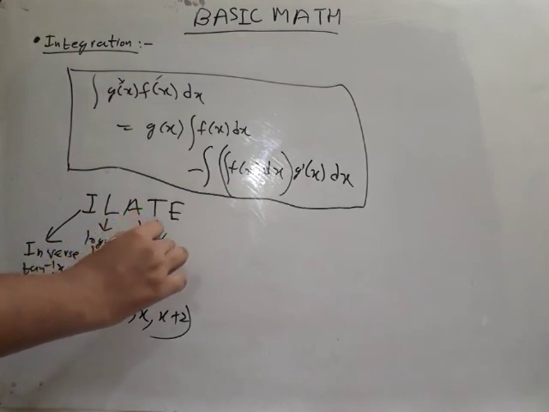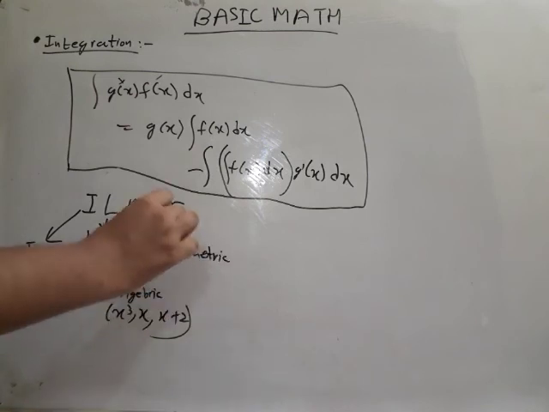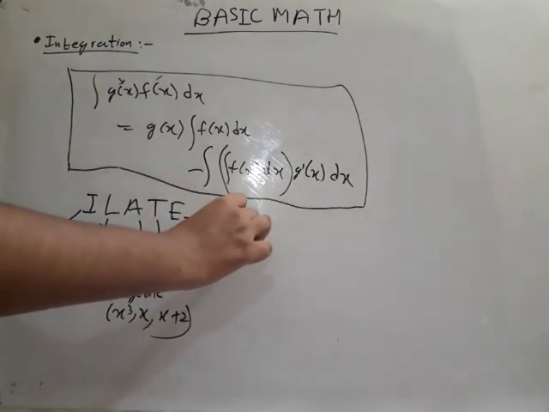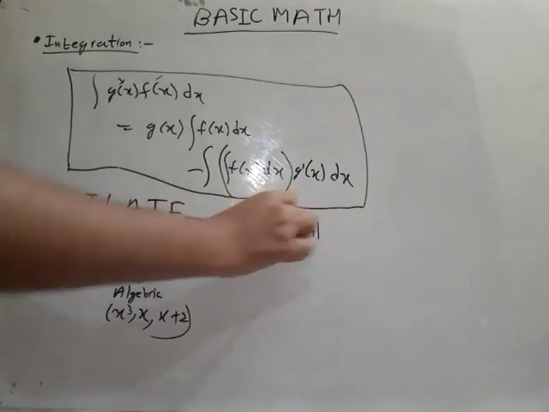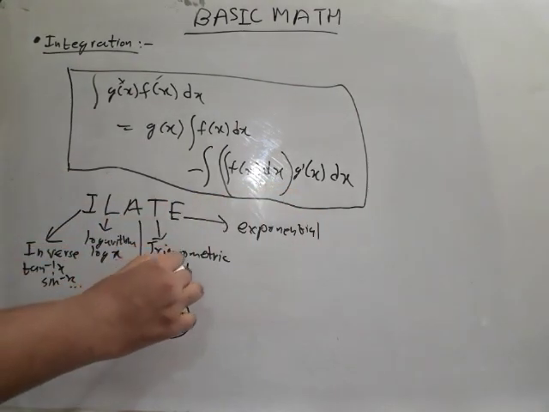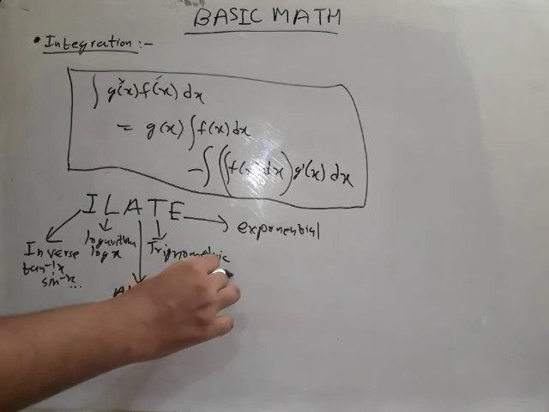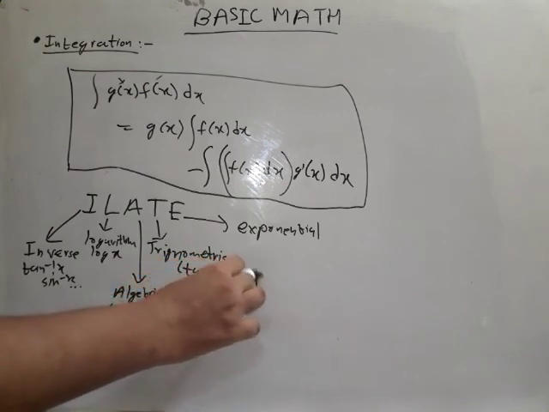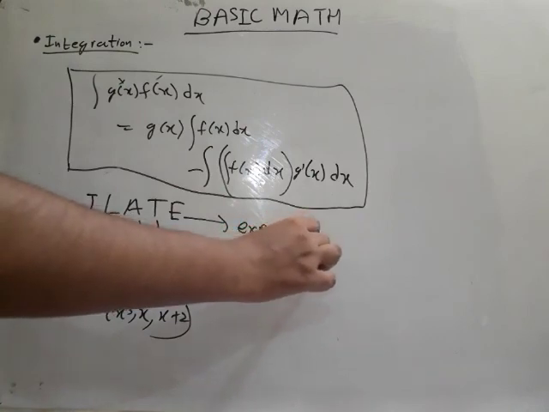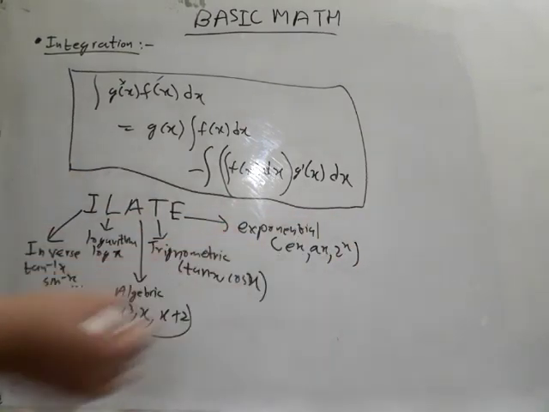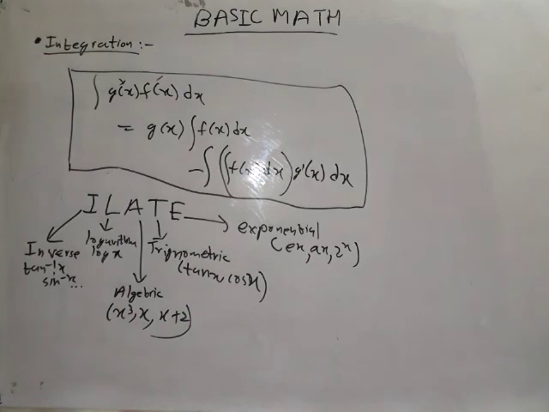Trigonometric. And E is exponential. Now what is trigonometric? Tan x, cos x, such things, and exponential means a to the power x, 2 to the power x, things like this. Okay. Now let us understand what is the use of ILATE.